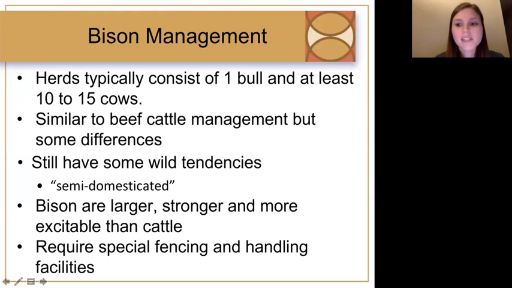So for bison management, herds typically consist of 1 bull and at least 10 to 15 cows. If you think back to the reproduction slide where I said 1 bull can reproduce with 10 to 15 cows, that's where those numbers are coming from. You don't want to have more cows than your bull can actually mate with, because then that's pretty pointless. And you're going to have to pick up the slack there for those extra animals that aren't getting bred. So those are just some good numbers to think about.